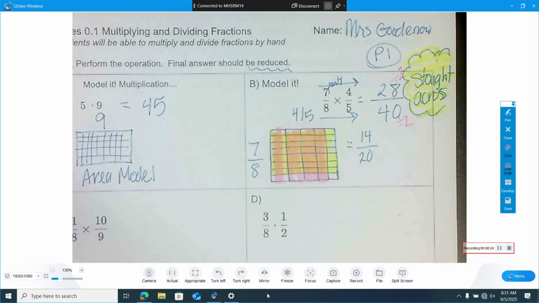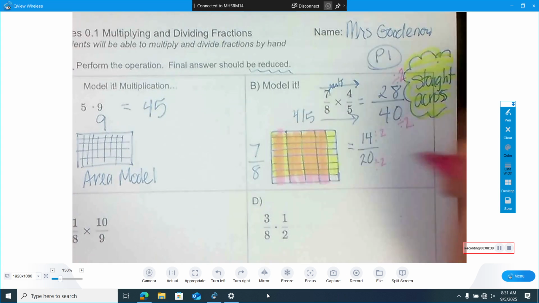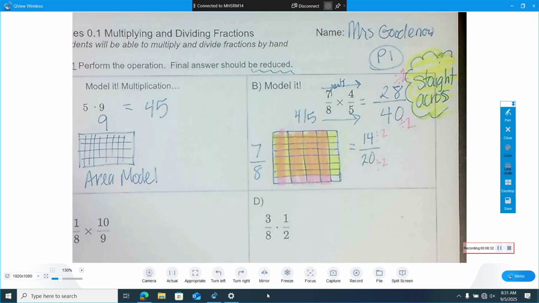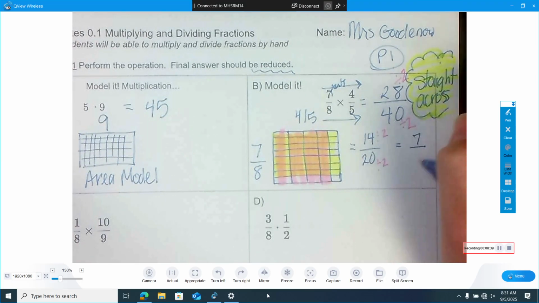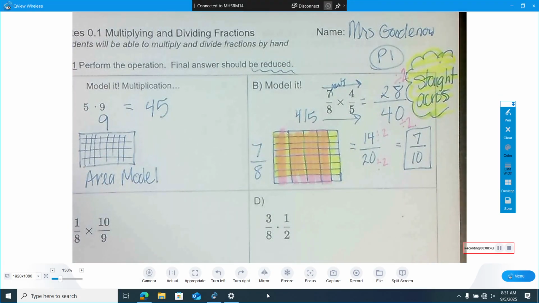Am I done? No, because as you said previously, it was divisible by 4, so I'm just going to do it again, and that's okay. If you didn't know they were both divisible by 4, just keep going until you can't reduce anymore. And 14 divided by 2 is 7, and 20 divided by 2 is 10, and we are finally done. Okay?